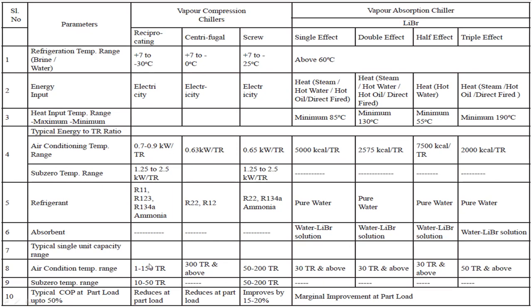Then air conditioning temperature range 1 to 150 we have, and the main disadvantage of the vapor absorption chiller is we can't have more than 30 or maximum 50 tons of refrigeration. Sub-zero temperatures are preferable for vapor absorption, but not for vapor compression. Typical coefficient of performance at part load up to 50% reduces for vapor compression cycles and improves for screw compressors. Marginal improvement at part loads for this.